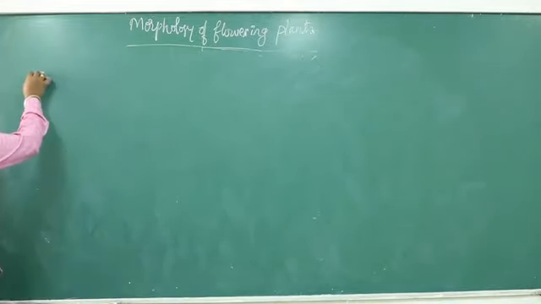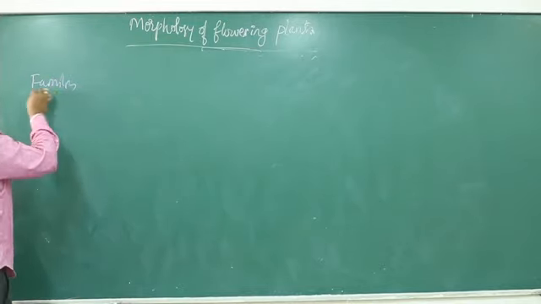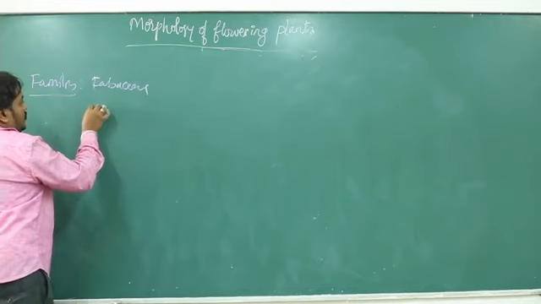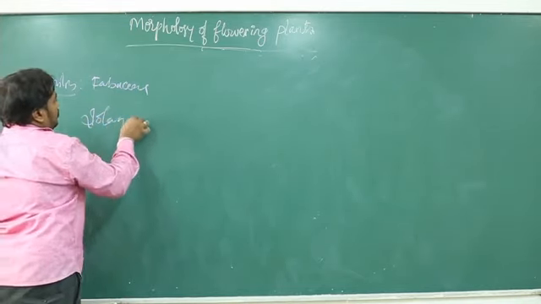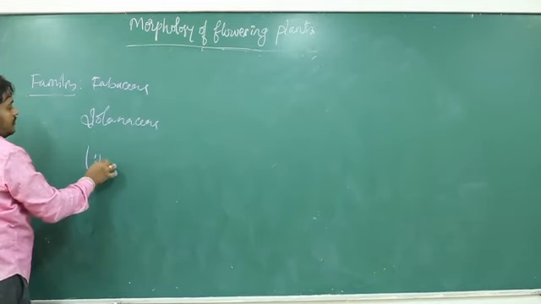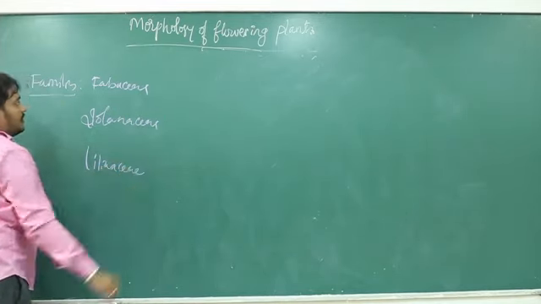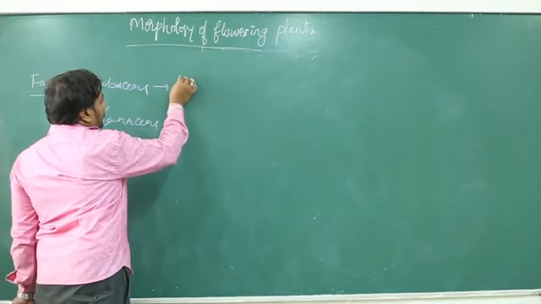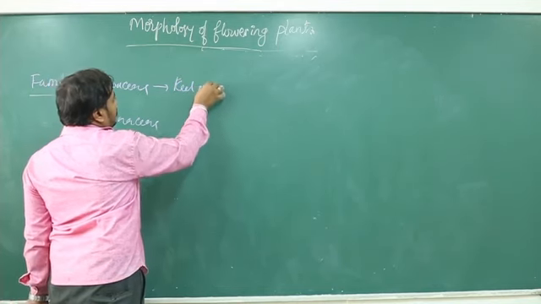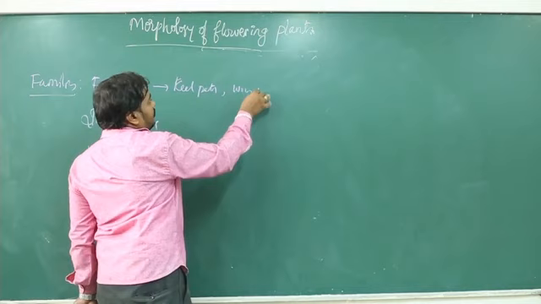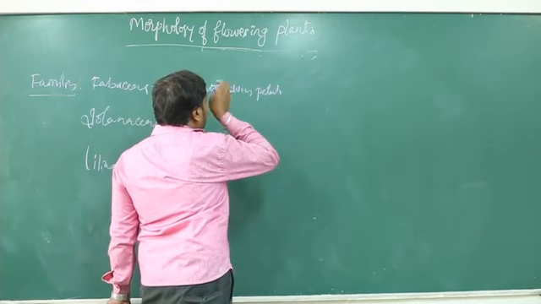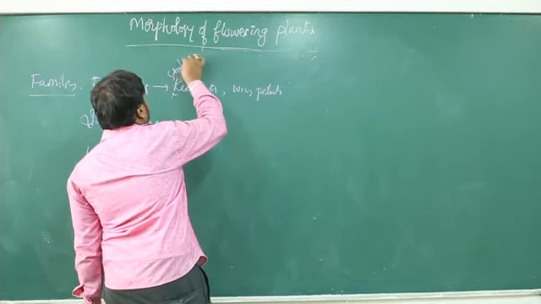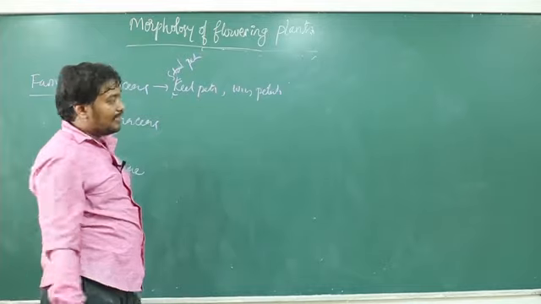Next, you studied 3 families: Fabaceae, Solanaceae and Liliaceae. Okay, so I will only tell the important characters. So with respect to flower, Fabaceae has keel petal, wing petal, then standard petal, I missed. Standard petal, keel petals, wing petals will be there.